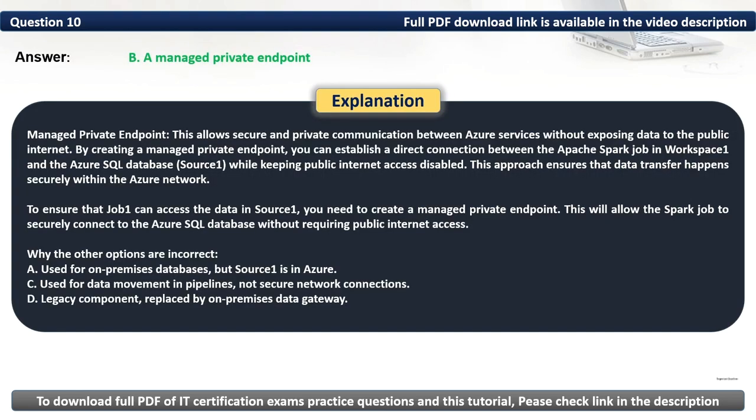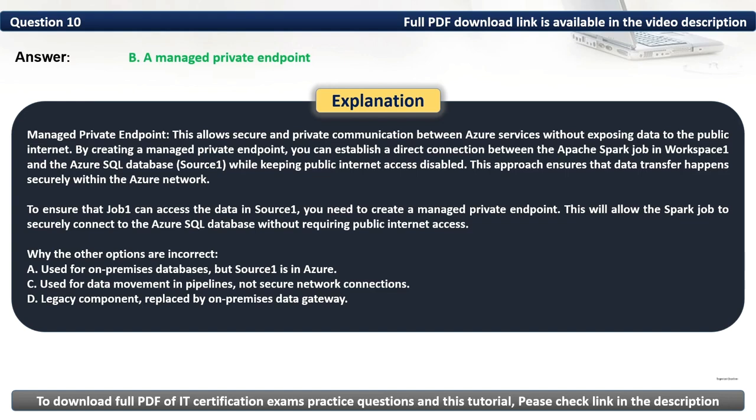Managed private endpoint. This allows secure and private communication between Azure services without exposing data to the public internet. By creating a managed private endpoint, you can establish a direct connection between the Apache Spark job in Workspace 1 and the Azure SQL database while keeping public internet access disabled. This approach ensures that data transfer happens securely within the Azure network.